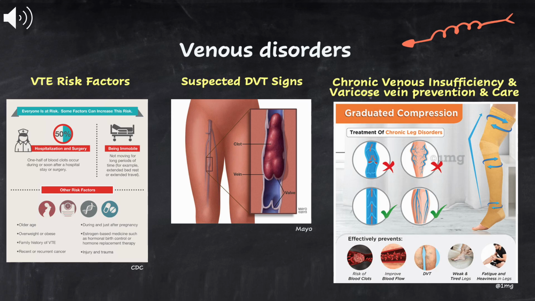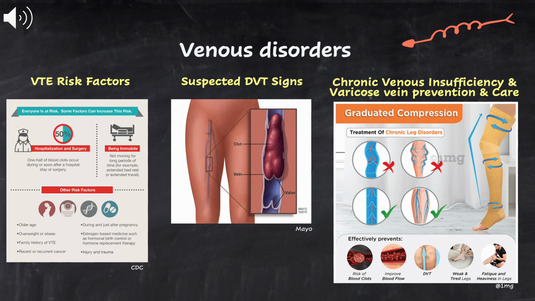The next section addresses suspected deep vein thrombosis. Classic signs include unilateral leg pain, warmth, swelling, and redness. When DVT is suspected, the priority nursing action is not to massage the affected limb, as this can dislodge the clot. The nurse should notify the healthcare provider immediately to prevent clot migration and possible pulmonary embolism.